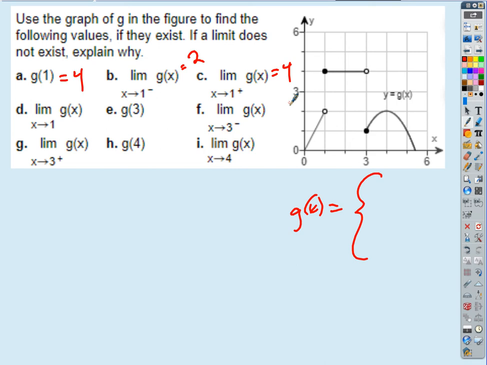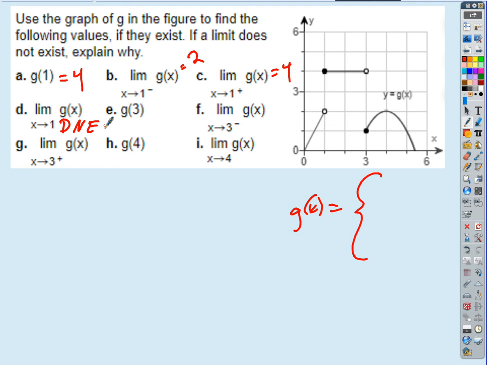What's the limit of g of x as x approaches 1? There isn't one. How come? Because those are different, right? So it's not defined. So one way we can say that in math, there's a million ways to say it, but a lot of times, we'll say it does not exist. Okay, does not exist, yep.